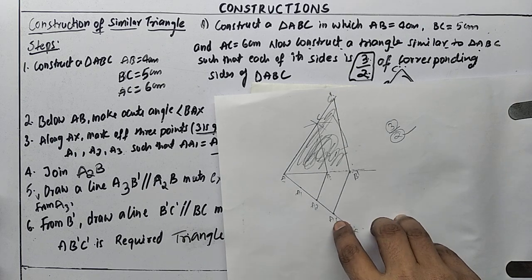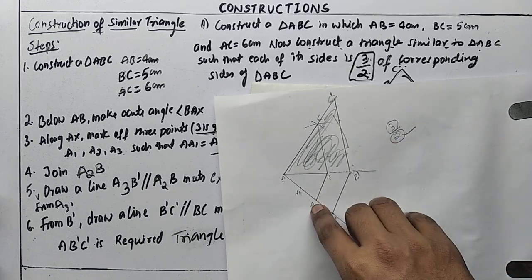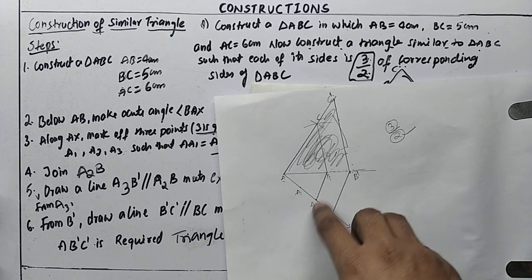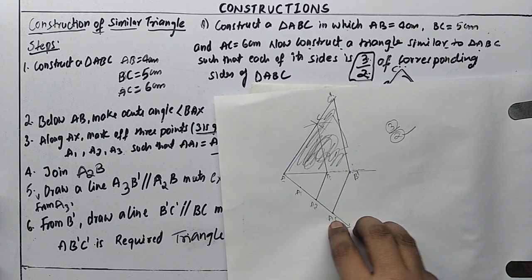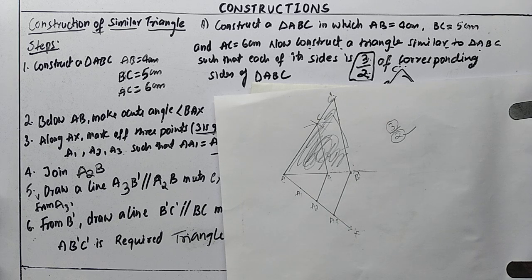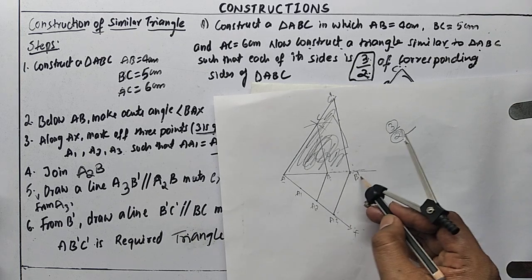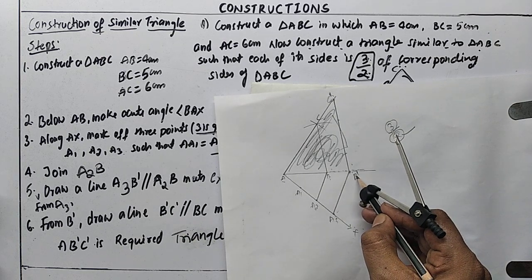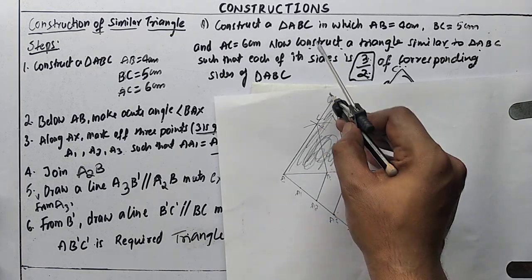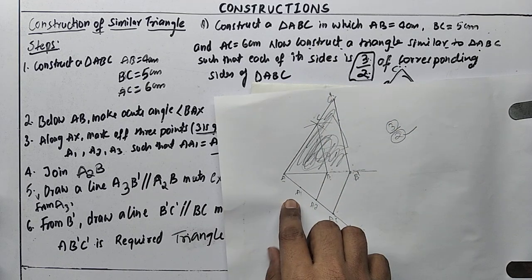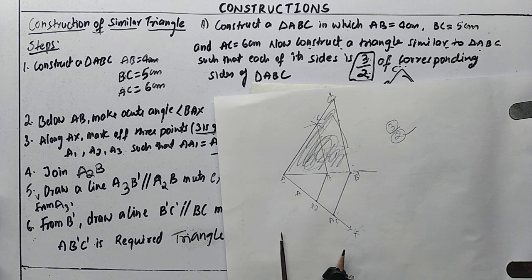Next you have to join A2, the denominator value, to B. So A2 should be joined to B. Next you have to draw a line parallel to A2B from A3. So I have drawn this line segment parallel to A2B. Next, from the point B dash we have to draw a line parallel to BC, which is extended to C dash. Okay, so this is our required triangle. So you try to practice the same questions, so you may get them in the exam. Thank you.